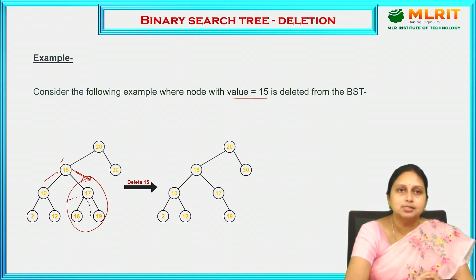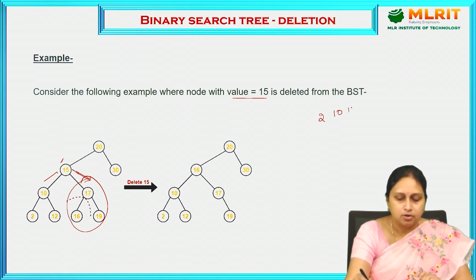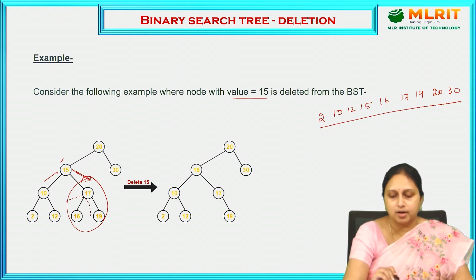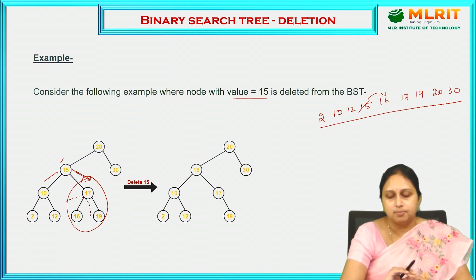Which is the in order successor here? If I represent the elements in in order traversal, what elements am I going to get? 2, 10, 12, 15, 16, 17, 19, 20 and 30. Right? This is the in order traversal. In this, if I am going to remove 15, the in order successor is 16. Successor means the next element. Predecessor means the previous element. The in order successor is 16.